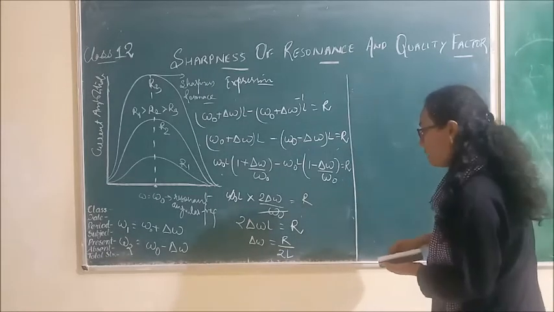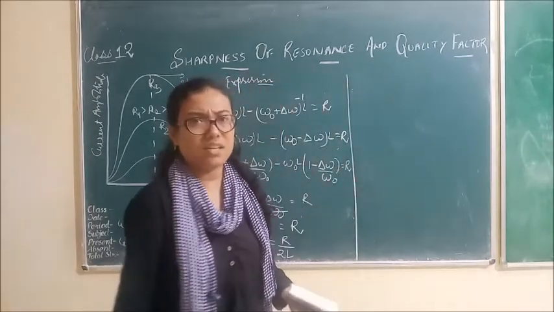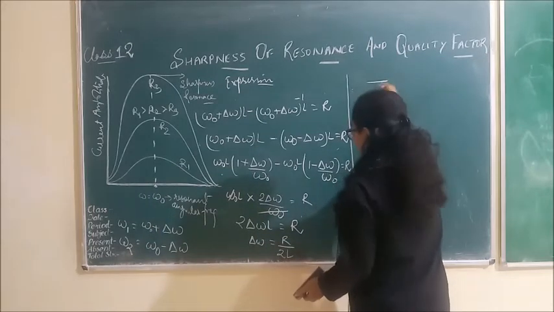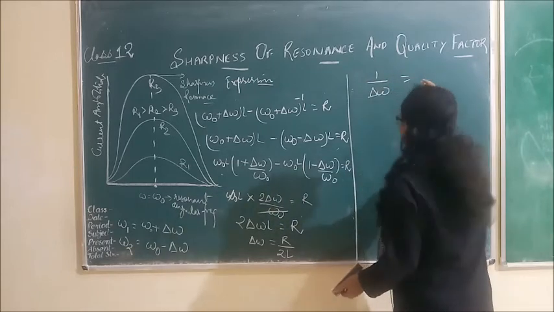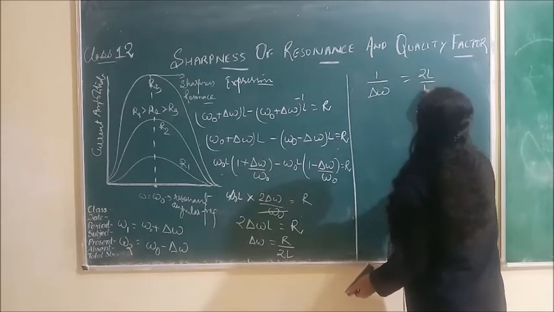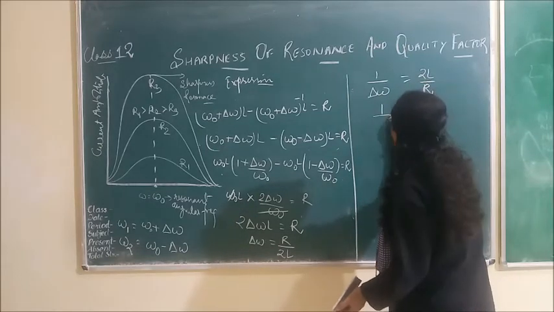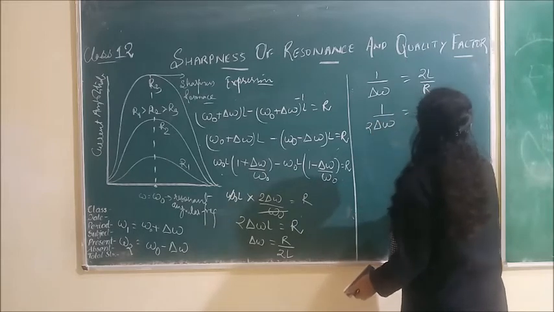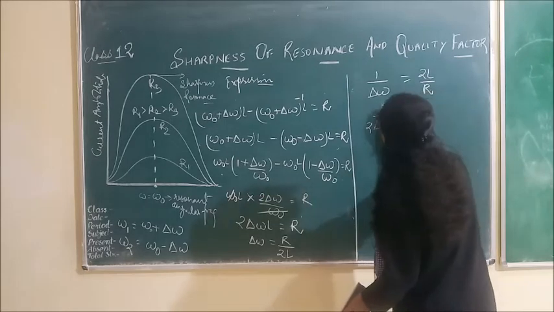Okay, now अब क्या करेंगे? I am going to do the little bit adjustment only, nothing else. Okay, so this value will be going down. It will be 1 by del omega, this will be 2L by R. इस 2 को मैं यहाँ ट्रांसफर कर देती हूँ, 1 by del omega is 2 del omega L upon R. I am going to multiply it by omega naught on both the sides.